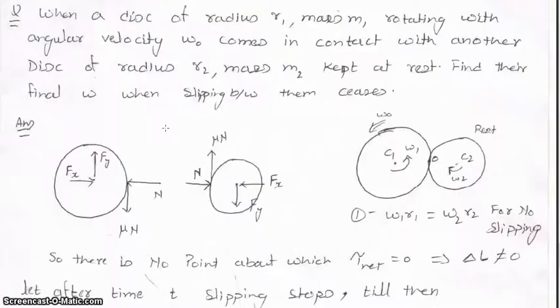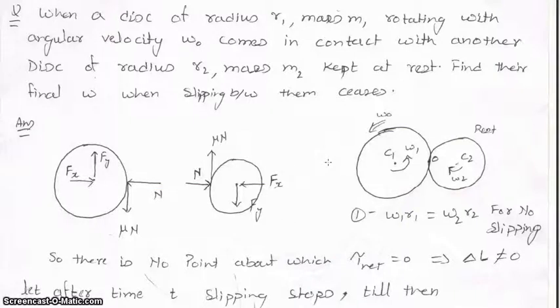A disk rotating with angular velocity ω is brought in contact with a disk which was at rest. Their centers are fixed by applying some forces. So we have to find what will be their final angular velocities when there is no slipping between the disks.